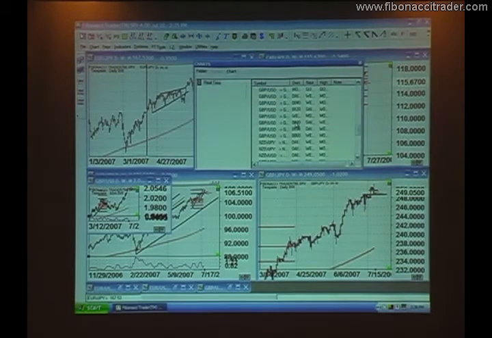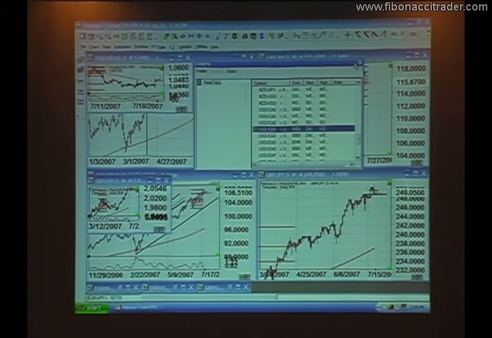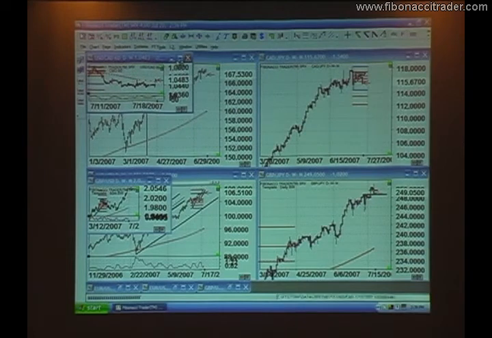So we'll take a dollar Canada daily chart. I must have changed it here somewhere. Yeah, I'll just change it back.